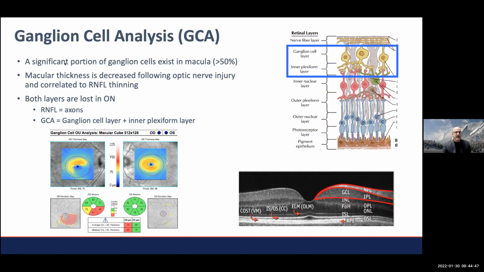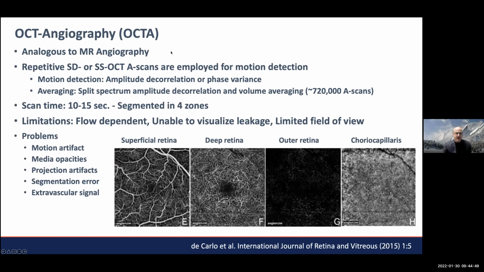And finally, there is OCT angiography. Technologically, this is analogous to MR angiography. And this is a rather new instrument making its way into neuroimmunologic disorder analysis. It's analogous to MRI angiography in that repeated scans of OCT are used to detect motion using amplitude decorrelation or phase variance. Hundreds of thousands of A scans are performed in repetition, and the total scan time is on the order of 10 to 15 seconds.